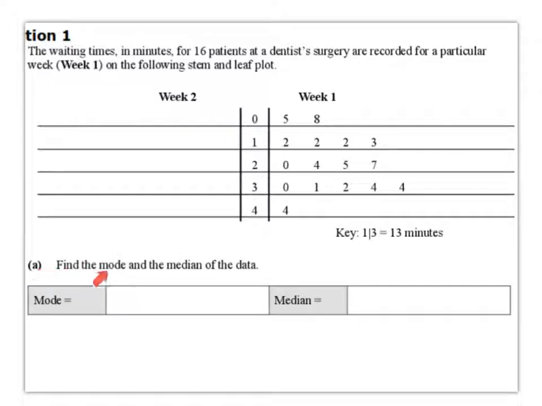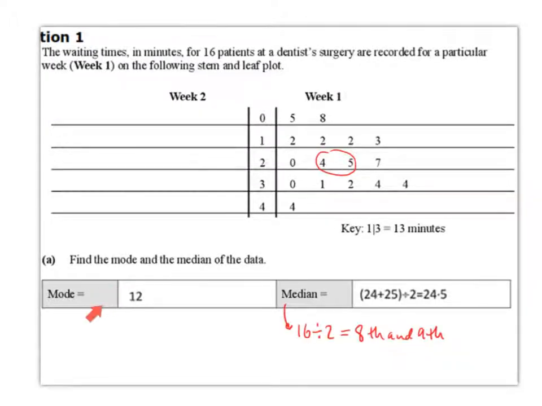Part A, find the mode and the median of the data. So mode is the most common, and median is the middle value. So the mode is 12. We can see we have 2, 2, 2, and each of those 2's represents 12 because 1 and 2 makes 12. So the mode is 12. So the most common time spent there is 12 minutes.